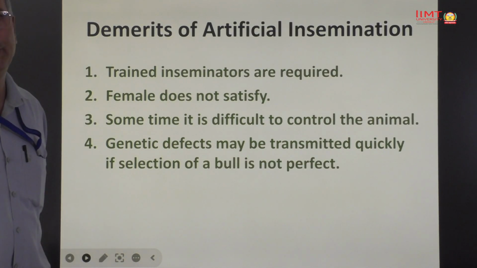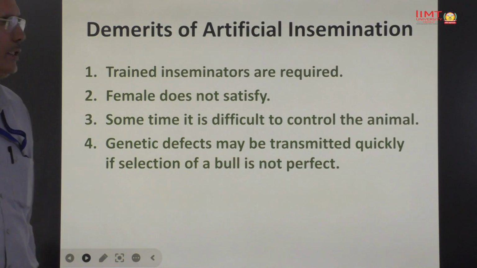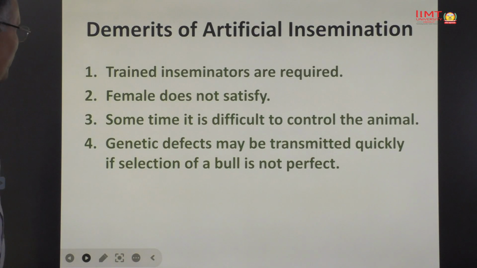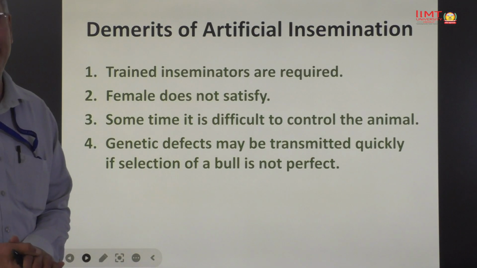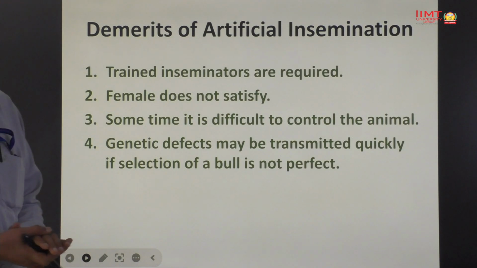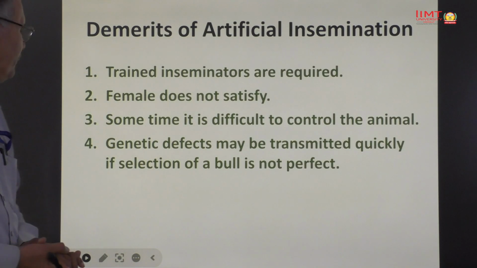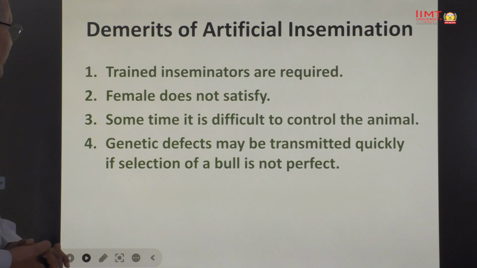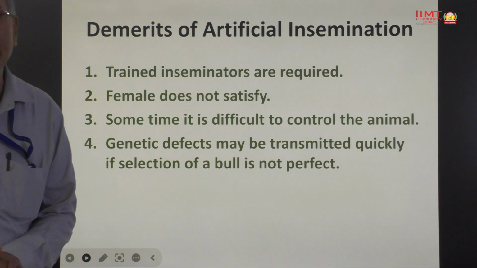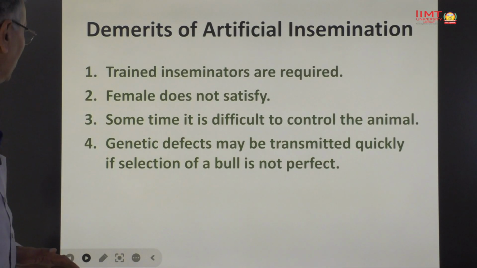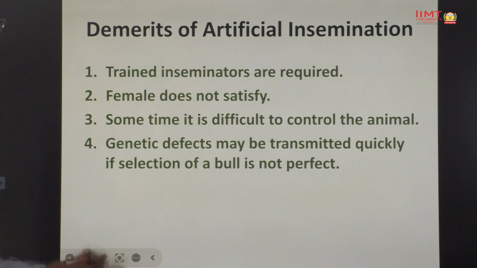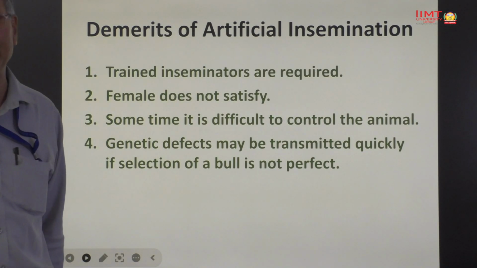What are the demerits of artificial insemination? Number 1, the trained inseminator are required. Number 2, female does not feel satisfied. Number 3, sometimes it is difficult to control the animal. Number 4, genetic defect may be transmitted quickly if selection of a bull is not perfect.